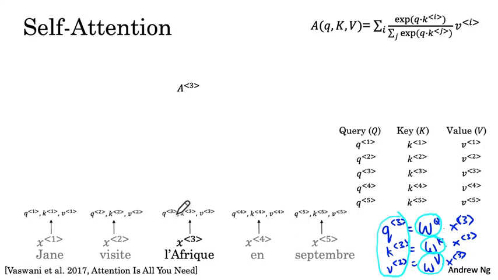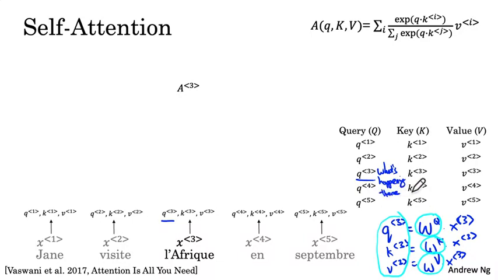Let me give one intuition behind the intent of these query, key, and value vectors. Q3 is a question that you get to ask about l'Afrique. So Q3 may represent a question like, what's happening there?